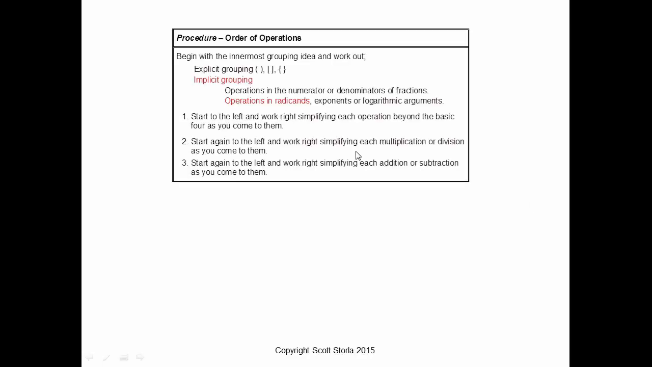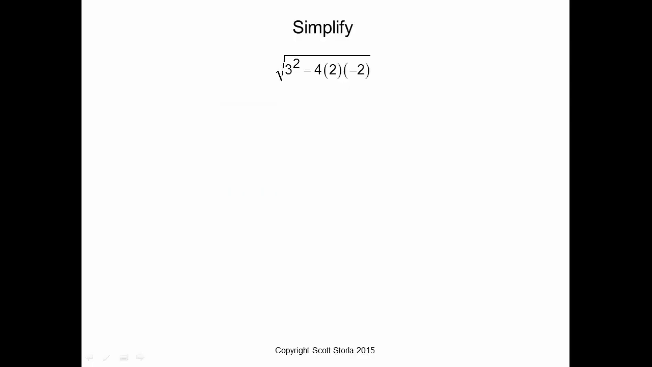Roots also have an implicit grouping. That is, operations in radicands have to be done before you find the root. Here's the first one. This is the form from the quadratic formula, which you'll be using quite a bit towards the end of the semester. Count the number of operators and put together a game plan, and then carry it out to simplify.